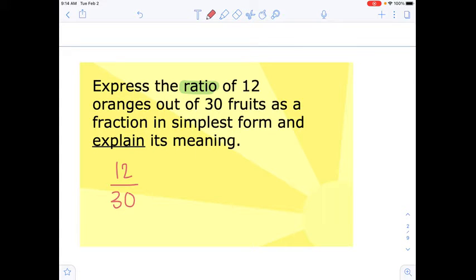Then I need to simplify. I can divide both of these by 6. 12 divided by 6 is 2. 30 divided by 6 is 5. So my ratio is 2 to 5. You could write it like this, 2:5. You could write it 2 to 5. Or you can write it as a fraction like we did at first.